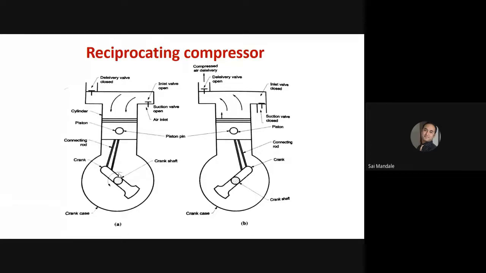I am repeating. There is a cylinder. In the cylinder we have a piston. The piston is connected to the connecting rod. The connecting rod is connected to the crank. The crank is connected to the crankshaft. You can write it down and remember it, and you have to tell me. And the crankshaft or crank is located in the crankcase.